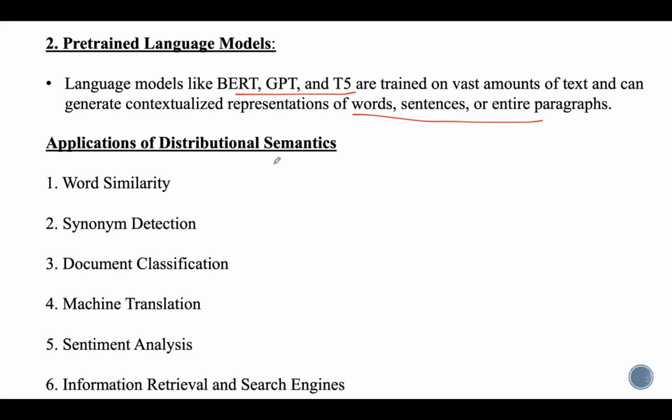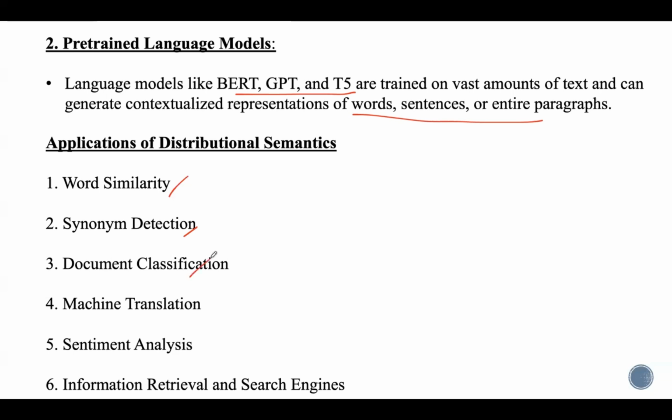Then applications of distributional semantics. First one is word similarity. By calculating the cosine similarity between word vectors, we can quantify how semantically similar two words are. Words with similar meanings like cat and dog will have a high similarity score. Then synonym detection. Words that share similar contexts will be identified as synonyms, for example, car and vehicle. Both of them will have similar embeddings because they frequently appear in similar contexts.